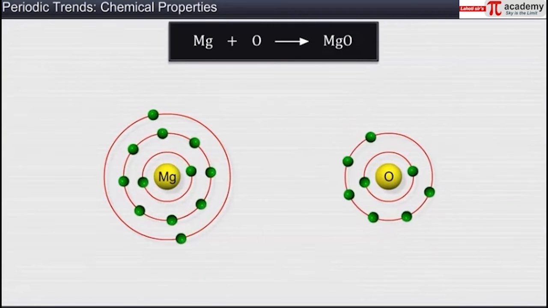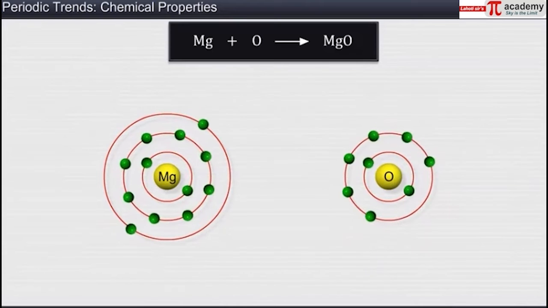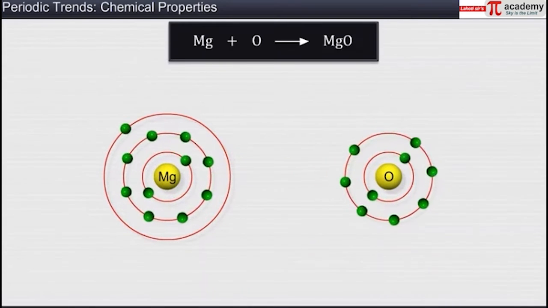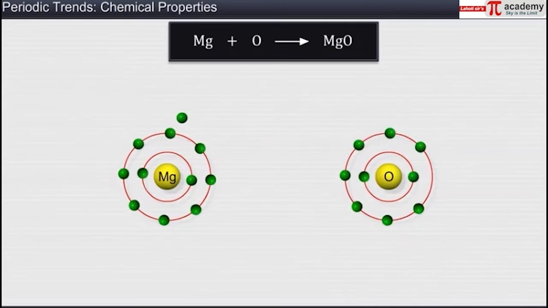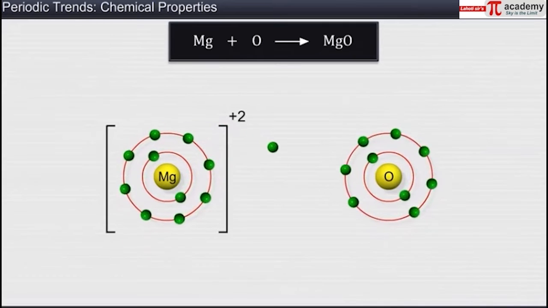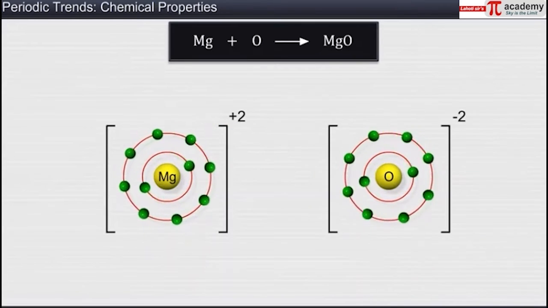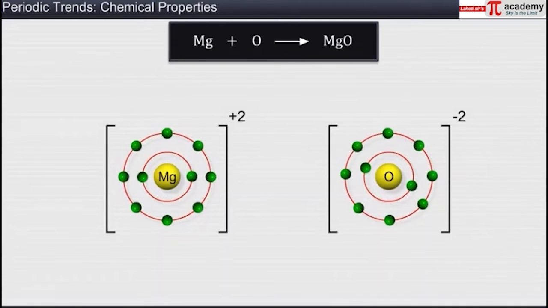Note that magnesium oxide is an ionic compound, where magnesium loses electrons and oxygen gains electrons. Also note that the sum of the oxidation numbers of all the atoms or ions in a neutral compound like magnesium oxide is 0.